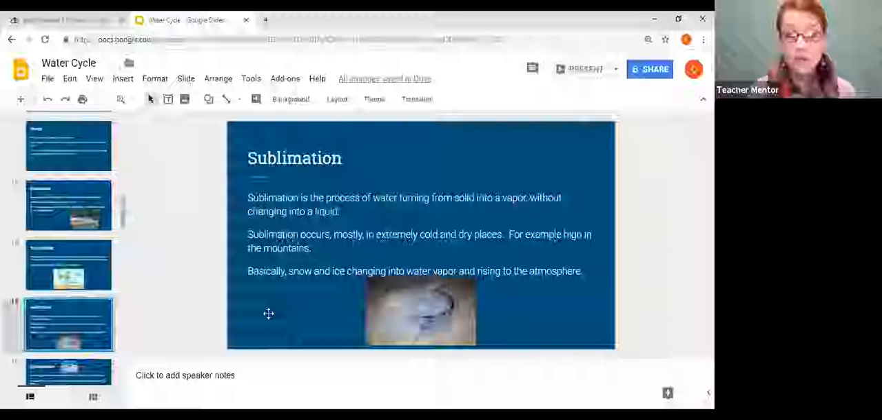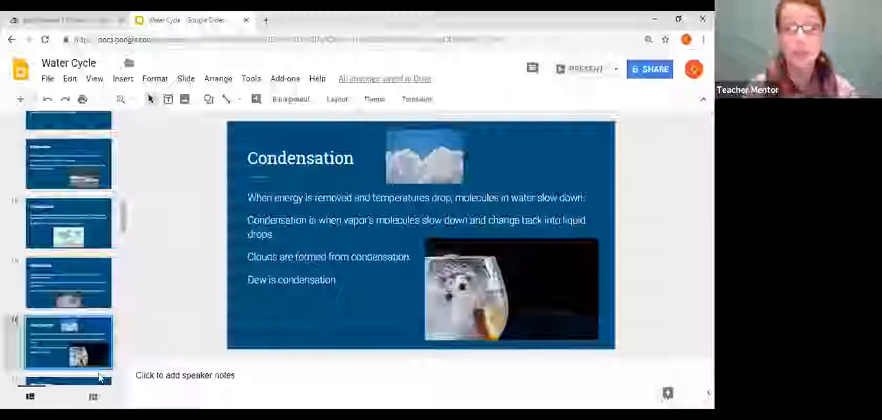So sublimation occurs mostly in the extremely cold and dry places. For example, high in the mountains is where you're going to see the snow changing directly into a vapor. Okay, so basically we have snow and ice changing right into a water vapor and rising into the atmosphere for sublimation. Again, this is another one of our changes of states of matter, excuse me.